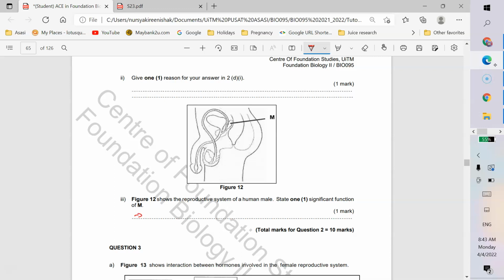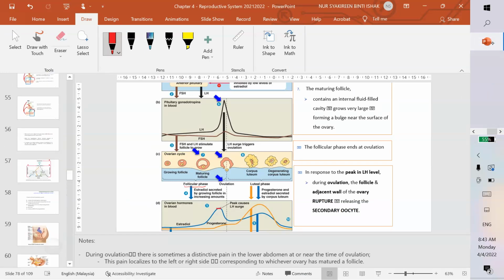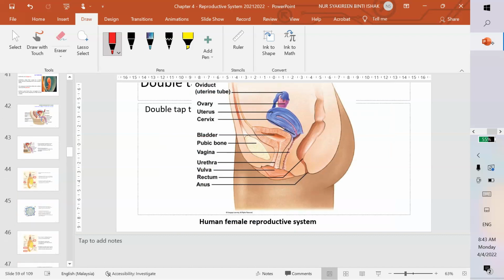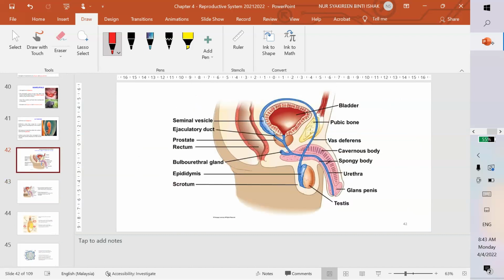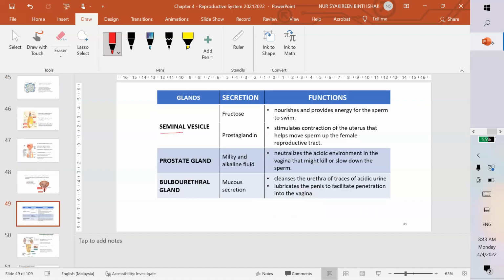Okay. So if you refer to your notes, you must know the location of the male accessory glands. Male accessory glands kita ada 3 kan, seminal vesicle, and then you have the lateral glands, and then you have the prostate gland. So these 3 accessory glands, you have to know the secretion and the function of the secretion. Seminal vesicle, point yang pertama yang boleh include adalah it secretes fructose that nourishes and provides energy for the sperm to swim, ataupun another secretion is prostaglandin. So this chemical molecule will stimulate contraction of uterus, that will help the sperm to move up the female reproductive tract.